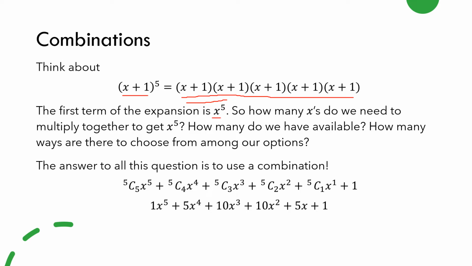So the question is, how many different ways can we choose 5 x's to multiply together to give you x to the fifth? Well, that's just 5 choose 5, a combination. And the same thing can be said about 4. So the next term is x to the fourth. We have 5 x's available, but we only need 4 of them to multiply together to give you x to the fourth. So there's 5 choose 4 ways of multiplying the 4 x's together to give you x to the fourth. And then 5 choose 3 for x cubed, 5 choose 2 for x squared, 5 choose 1 for x to the 1, and then the last one is just 1. So this pattern continues, and it will allow you to create a formula.